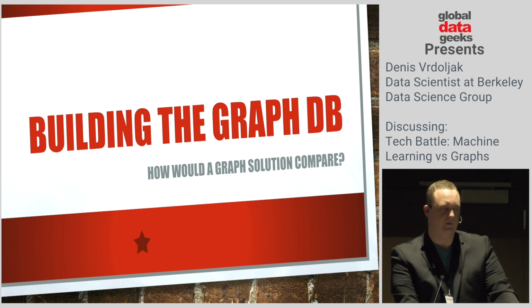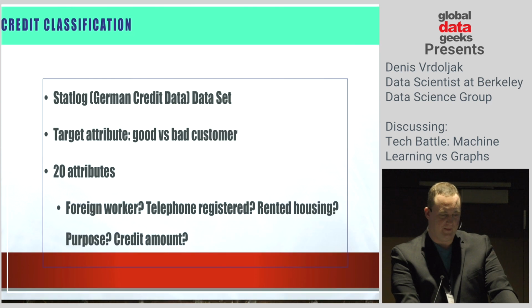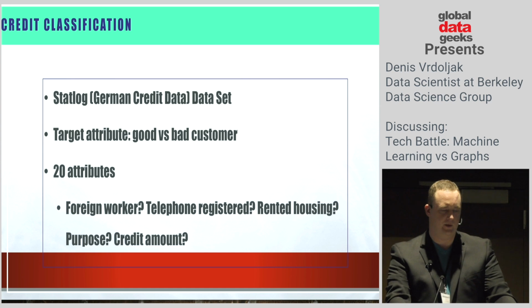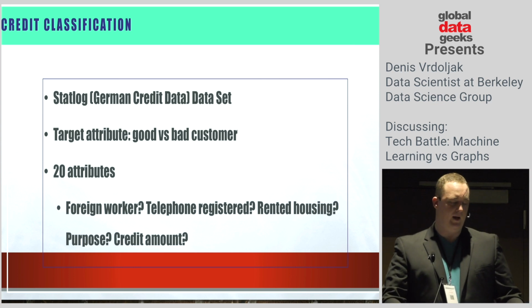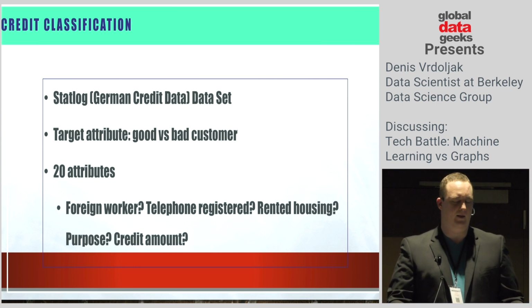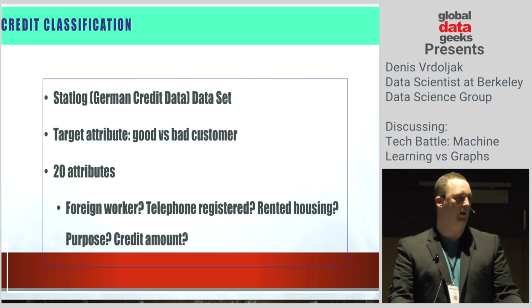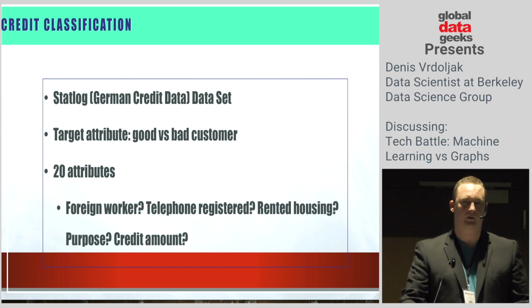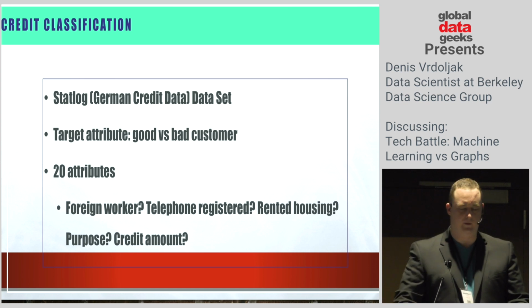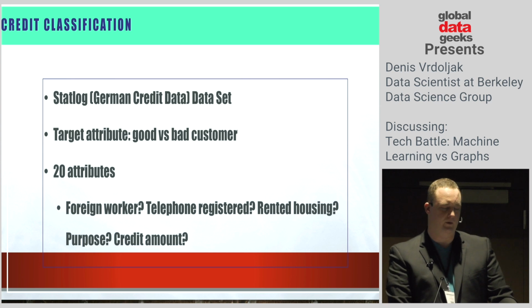But moving on to the graph database approach and seeing how that compares. Again, with the data set, German credit data, 20 attributes. Some of the ones that the graph database-based analysis ended up identifying as important are whether they were a foreign worker or a domestic worker, whether they had a telephone registered to their name, and whether they were renting a house, renting as opposed to owning, or I think other was one of the categories, but basically whether they were a renter, and then also the purpose of the credit and the amount.